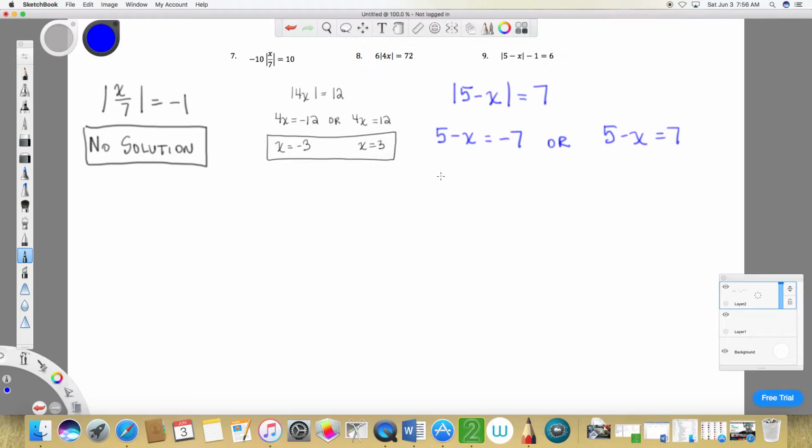Let's subtract 5 from each side. Don't lose the negative sign that's in front of x. If the opposite of x is -12, then x has to be +12. You can see that easily by just multiplying both sides by -1. If the opposite of x is +2, then x has to be -2. And here's our two solutions for problem number 9.